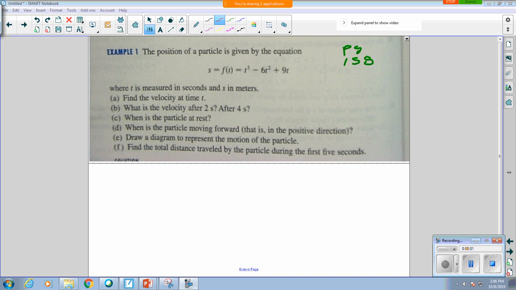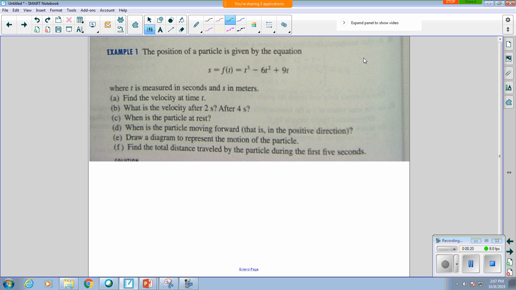So everyone, I want to do an example from the book, and I'll work my way through page 158. This is Stewart, edition 5. It says the position of a particle is given by the equation S equals f of t equals t cubed minus 6t squared plus 9t.